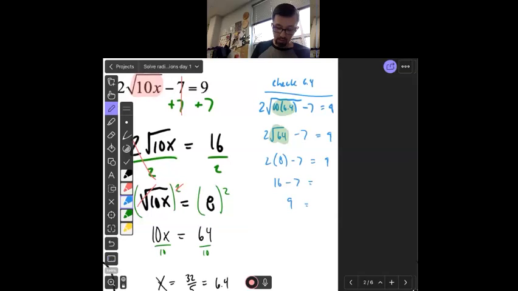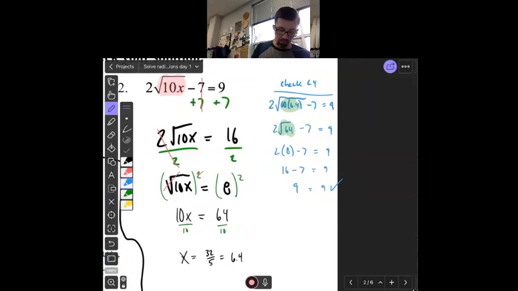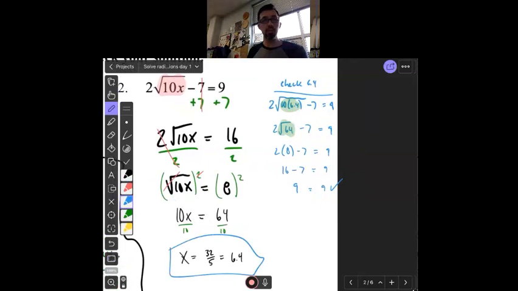And the right side was equal to 9 the whole time. Right? Nothing went across the equal sign. Right? 9 equals 9. Oops, sorry. So it must be good to go there.